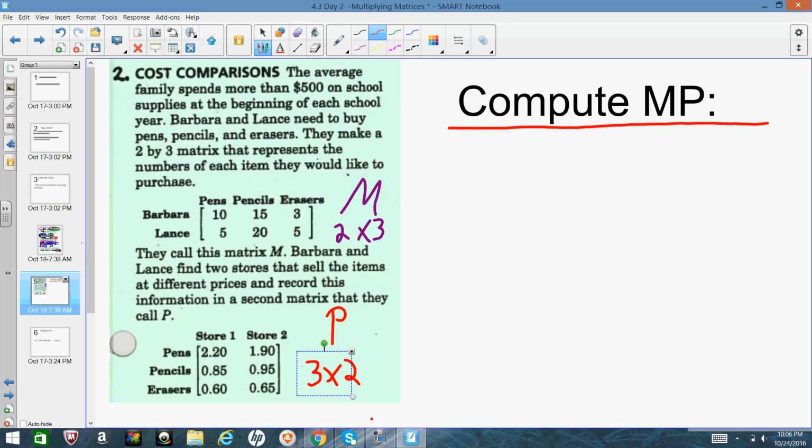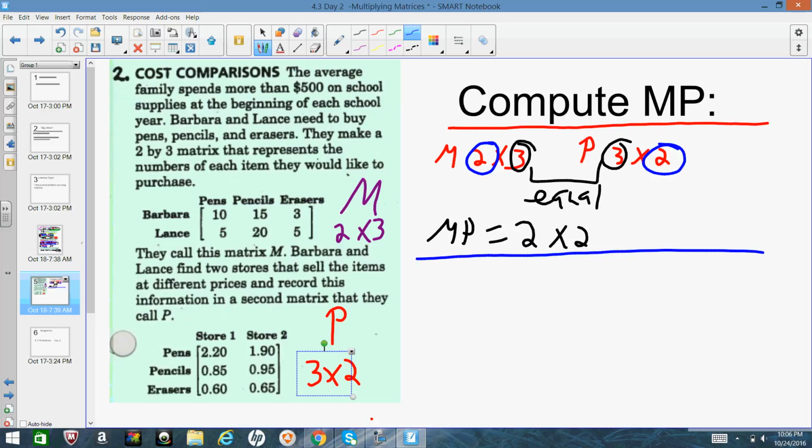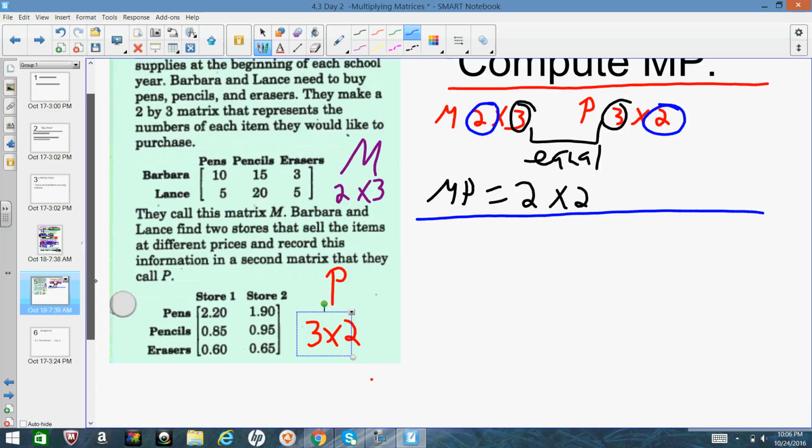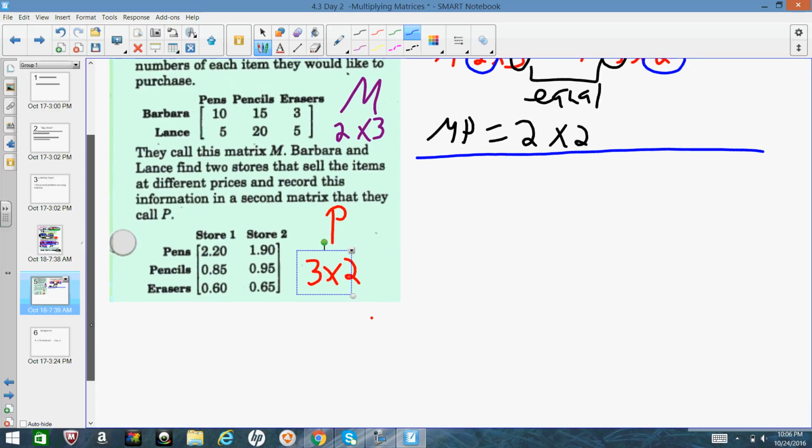And we want to compute MP. So we know M is a 2x3, P is a 3x2. So again, we have a 3 and a 3. These are equal, so this means it's possible. And the matrix MP is going to be a 2 by 2. So that's what we are going to calculate. We are going to compute MP. So I'm actually going to scroll down here a little bit.